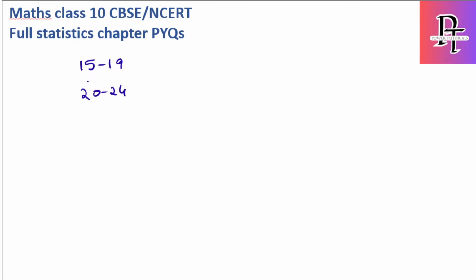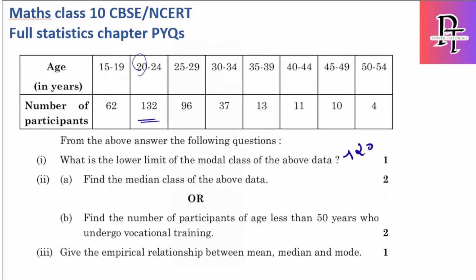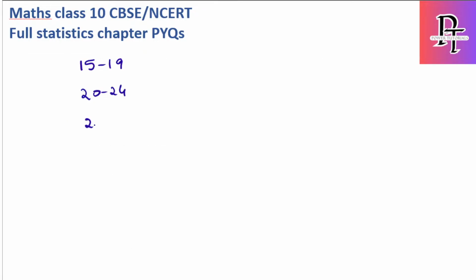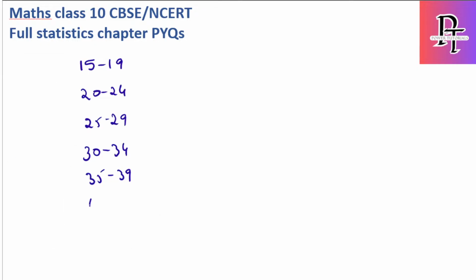Okay, then let's continue. 25 to 29. Till how much we have to write? Till 54. 25 to 29, 30 to 34, 35, 40, 54. 40 to 44, 45 to 49, 50 to 54. This is a bit lengthy.